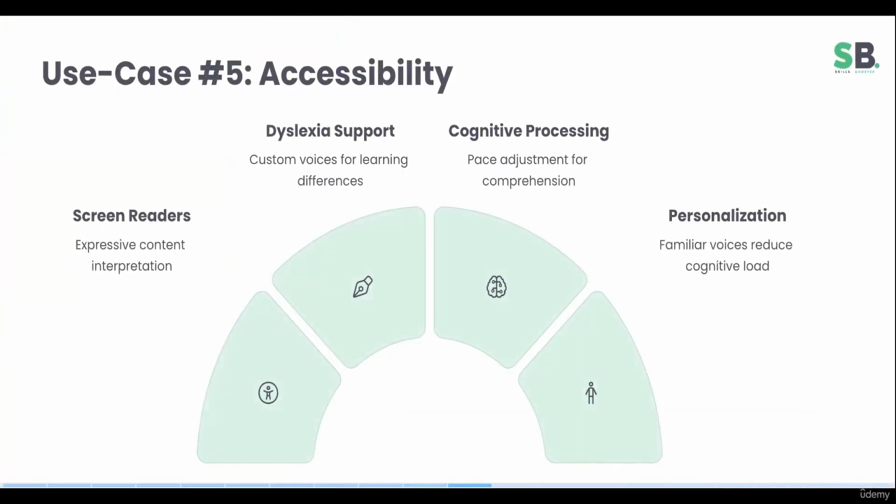Use case number 5 is about accessibility. You are moving through the screen reader's expressive content interpretation. Dyslexia support: you can give custom voices for learning differences. It can be cognitive processing, pace adjustment for comprehension. And definitely it can be personalization, with familiar voices to reduce cognitive load.